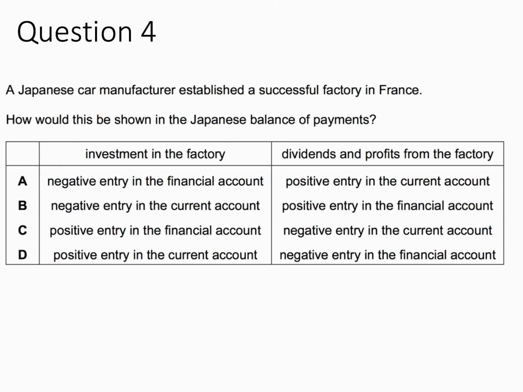Question 4. A Japanese car manufacturer established a successful factory in France. How would this be shown in the Japanese balance of payments? And the correct answer to this question, question 4, is A. The Japanese balance of payments, the investment counts as a capital outflow from Japan, but of course hopefully this investment was successful, will have made profits, so the profits will flow back into Japan on the current account. We'll go through the current account in a second or two.